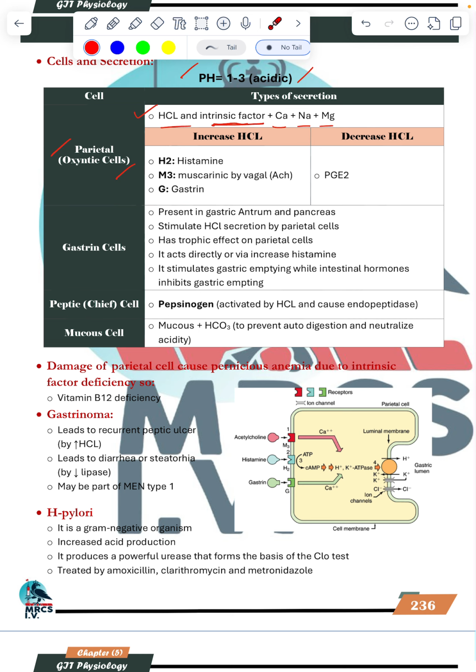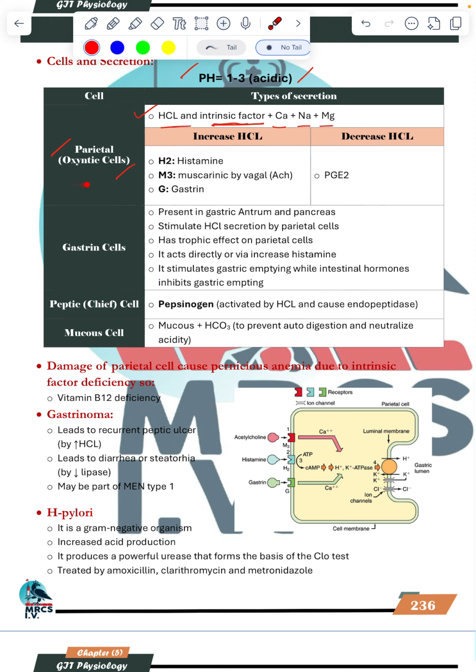The important point is which cells secrete hydrochloric acid and which cells secrete pepsinogen. Remember the word Pepsi Cola: Pepsi for chief, cola for parietal, P is pepsin. The chief cells secrete pepsinogen. This is activated by hydrochloric acid and pepsin.